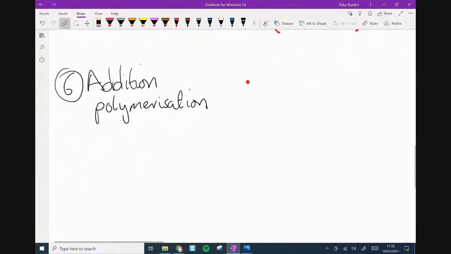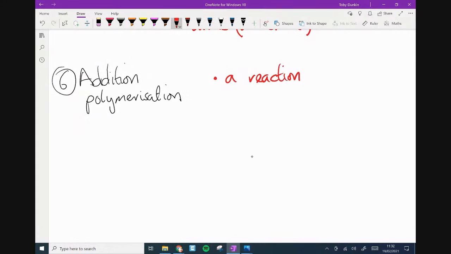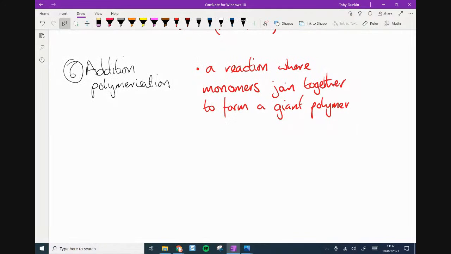But this one now is different. Addition polymerization: a reaction where monomers join together to form a giant polymer. Now at that point, there's your first mark. That makes total sense, right? They're adding together, these monomers joining together to form this giant polymer.